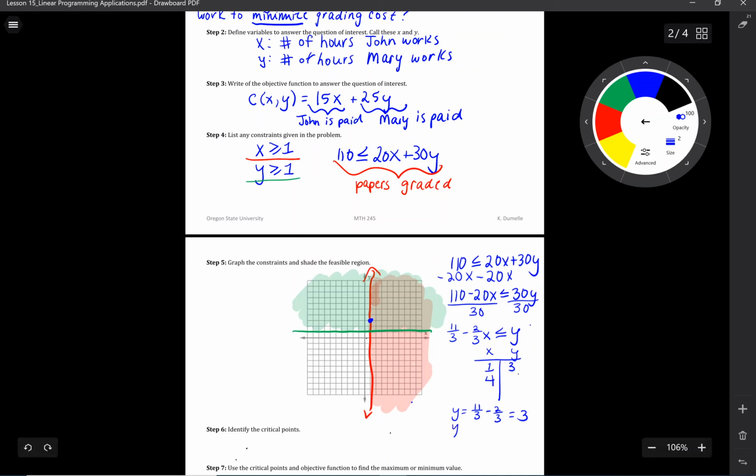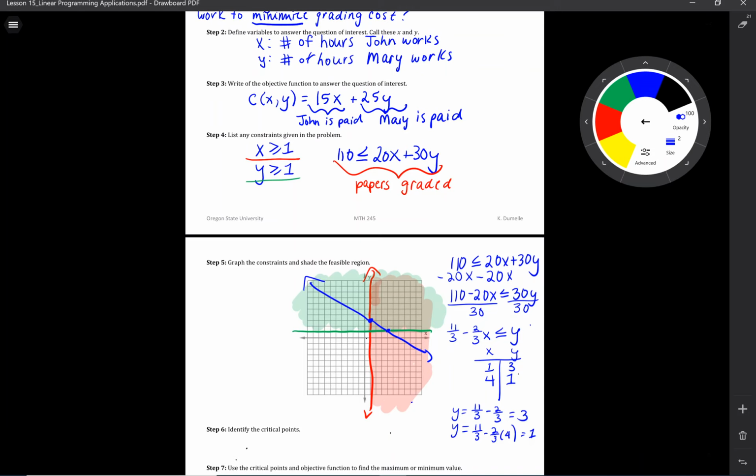So when I plug in x equals 4, I get y equals 11/3 minus 2/3 times 4, which is equal to 1. So I have this guy right here. So this line looks something like this.